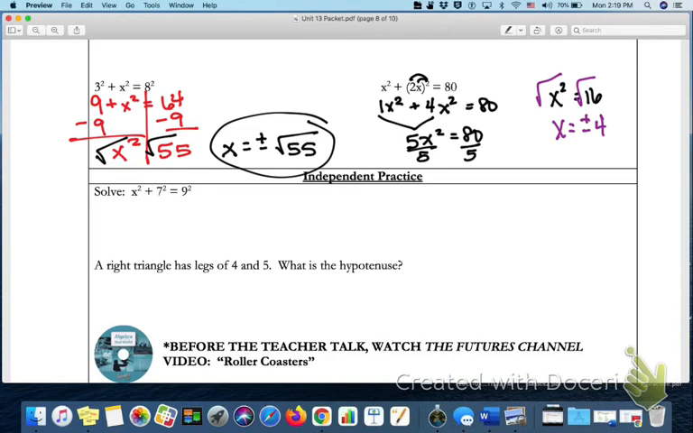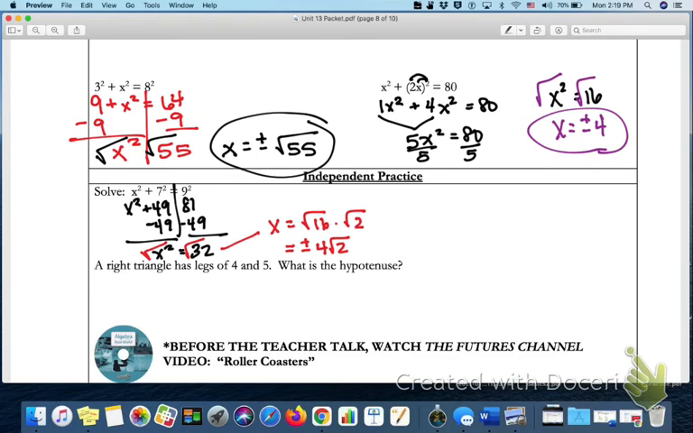On the next question, it says x squared plus 7 squared equals 9 squared. Simplify that. X squared plus 49 equals 81. Subtract 49 from each side and take the square root of that. 32 is divisible by 16, which is a perfect square, so that simplifies to x equals positive or negative 4 square root of 2.